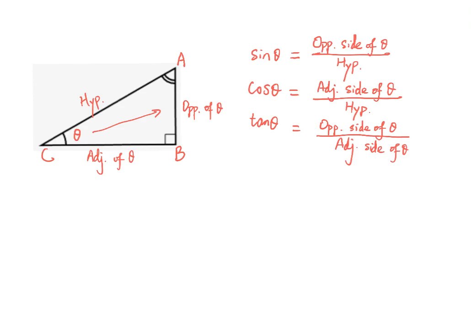So how to remember these three definitions? Let me tell you a way. You take out the first letter. Then you can remember: so, car, tower.